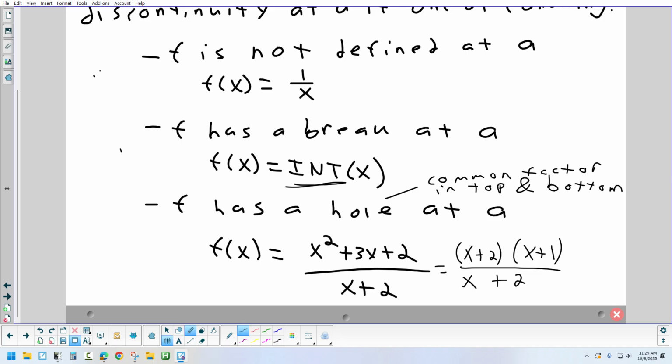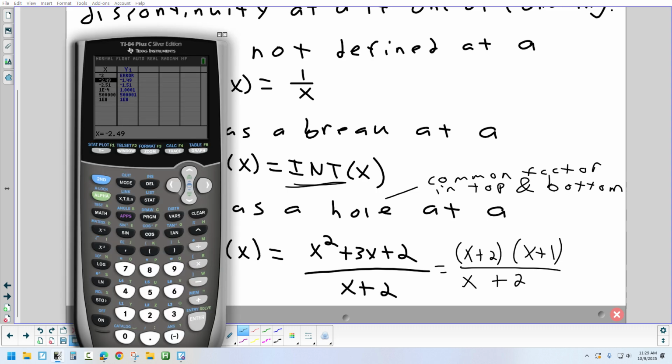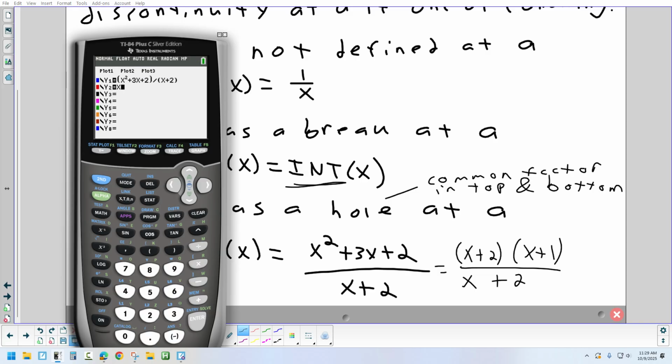If you have a common factor in the top and the bottom, the x plus 2 cancels out, and all you're left with is x plus 1. Well, if you graph x plus 1, it pretty much looks identical to what I had. The difference is graphing x plus 1 is continuous. There is no hole. Graphing what I have here is discontinuous. The blue one had a hole in it.